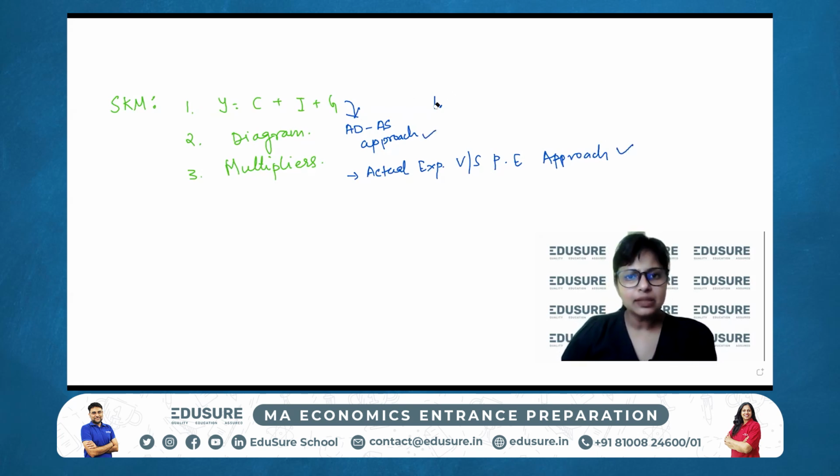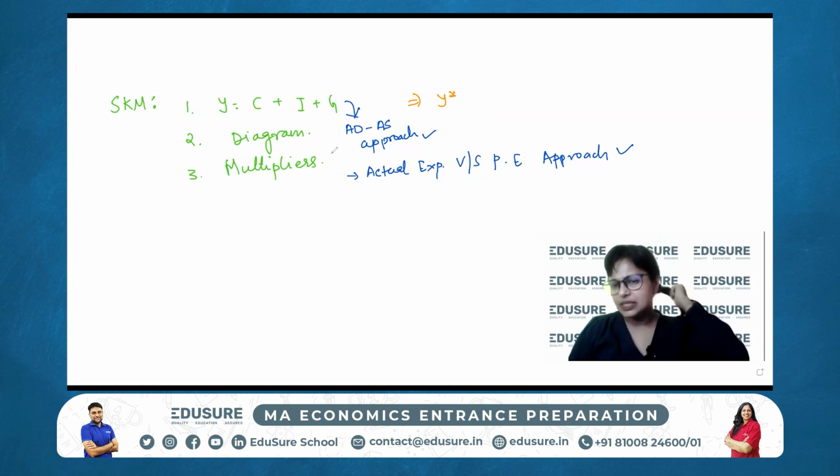Now, the same thing can be done in another manner, which makes it easier in some ways to look at the level of aggregate savings and aggregate investment. In this, when we use the AD-AS and the actual expenditure, planned expenditure approach, what you get very nicely is equilibrium income, right? This is the level of equilibrium income. This is the multiplier, very easy to take out.